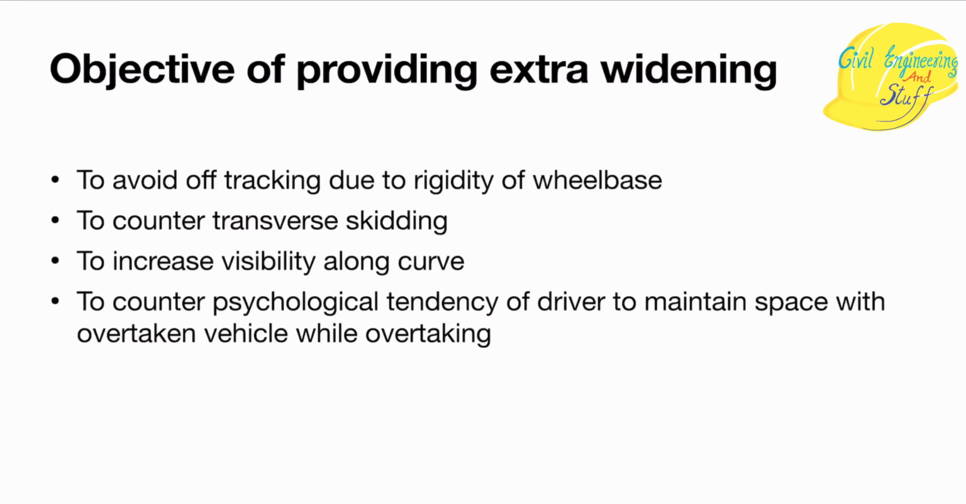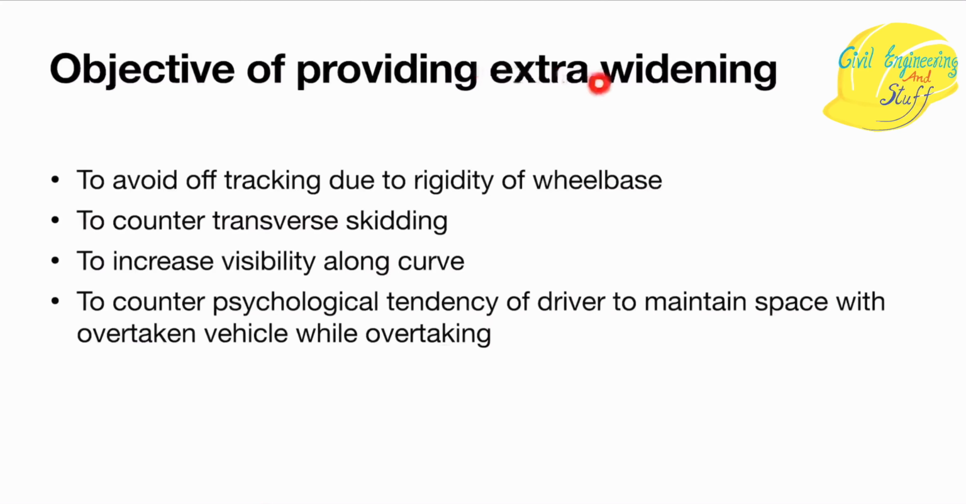So the objective of providing extra widening is to avoid off tracking due to rigidity of the wheelbase, or to be precise, rigidity of the rear wheelbase. Then it helps counter the lateral skidding. It increases the visibility along the curve, and it counters the psychological tendency of the driver to maintain space with the overtaken vehicle while overtaking.